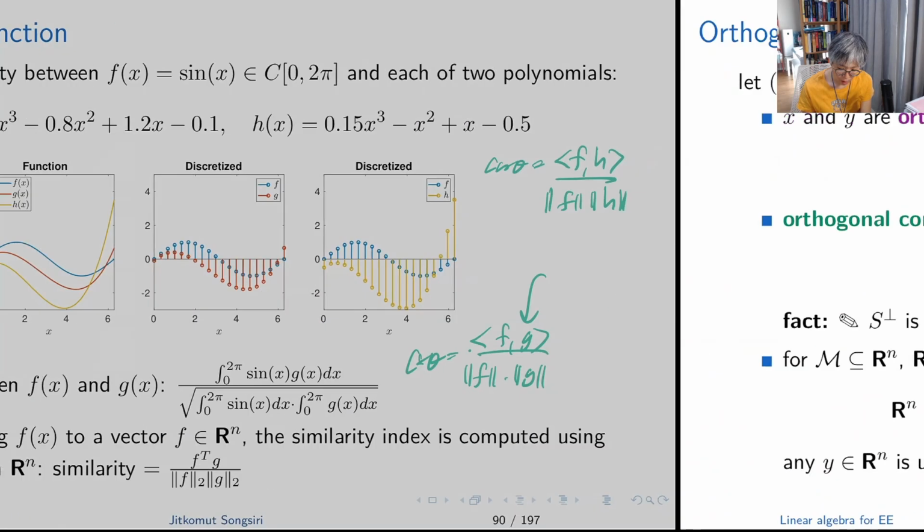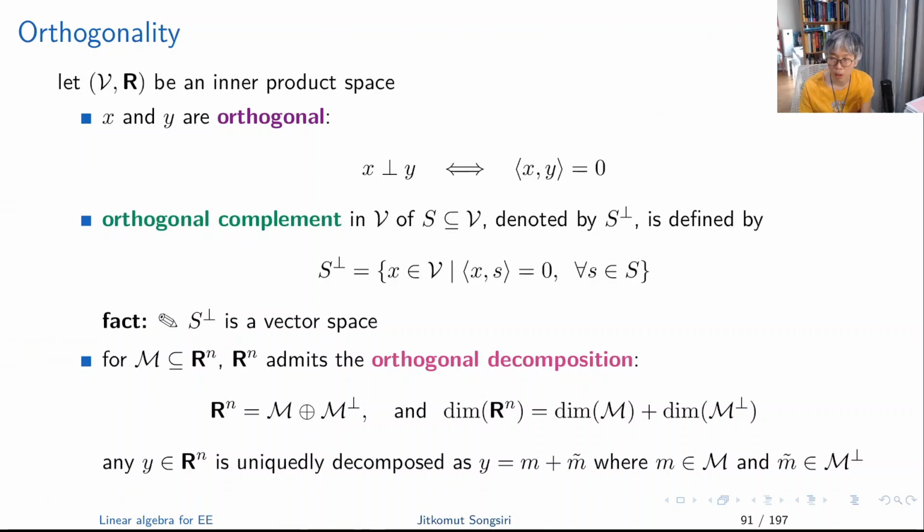And then, yes, in the next video I will talk about the concept of orthogonality.